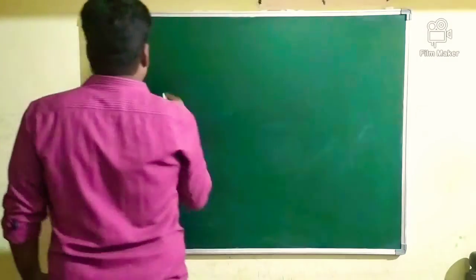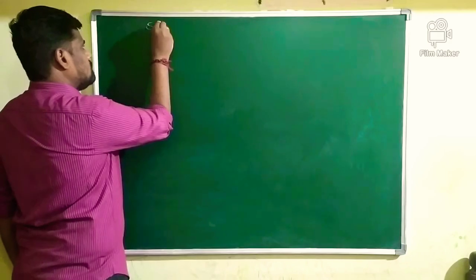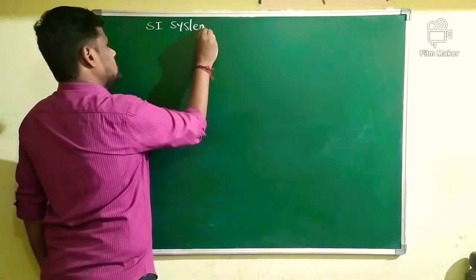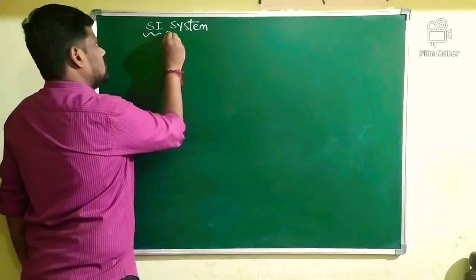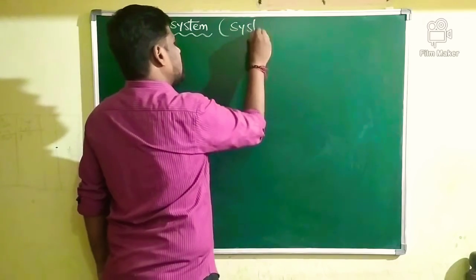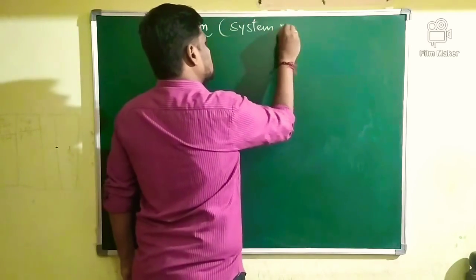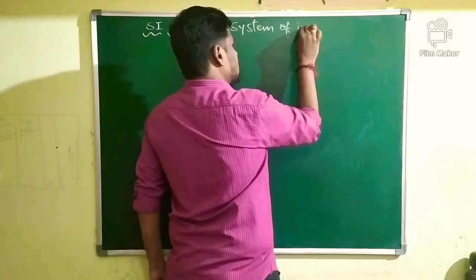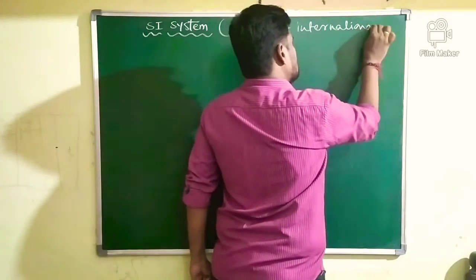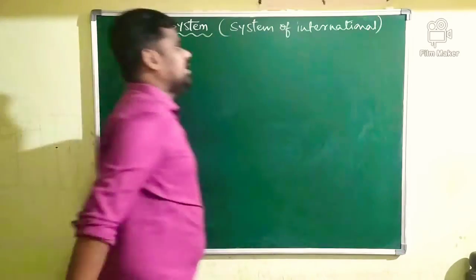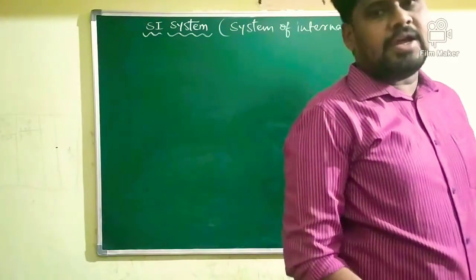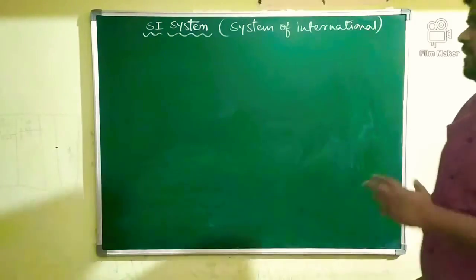So the next is the SI system. This is also called the system of international, or we can also call it the international system of units.